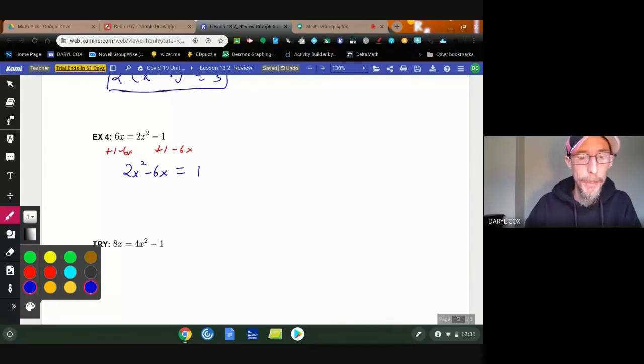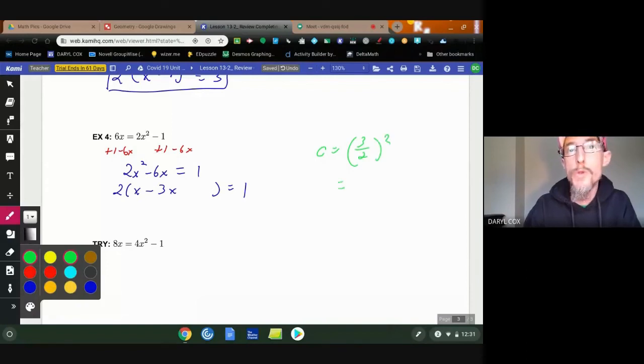Okay, I see some things going on here. I need to factor out my 2. And while I'm at it, I'm going to leave a little space for my square completion. Okay, now I get my C term. 3 over 2 squared. Ooh, 3 over 2. Don't give me a decimal. Decimals are useless. Squaring 3 over 2, way easier. 9 over 4. Because I don't know what 1.5 squared is.